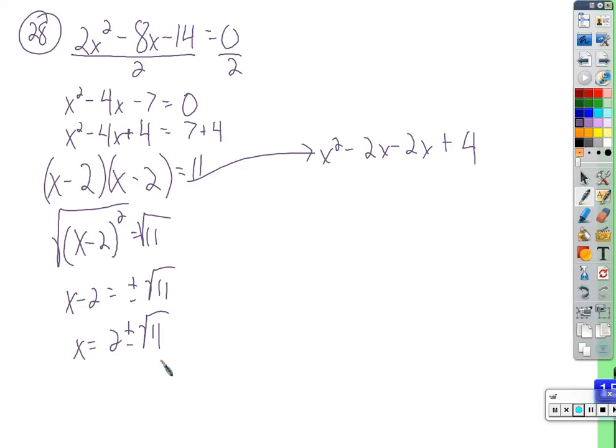So in number 35, you do the same thing too. So you divide the whole thing by 3? Yep, you divide everything by 3. Okay. Both sides by 3. 35? Mm-hmm. 33. And you divide everything by 3.